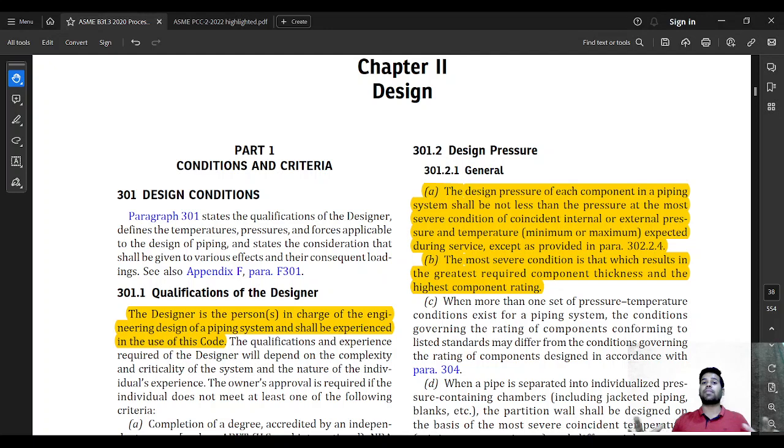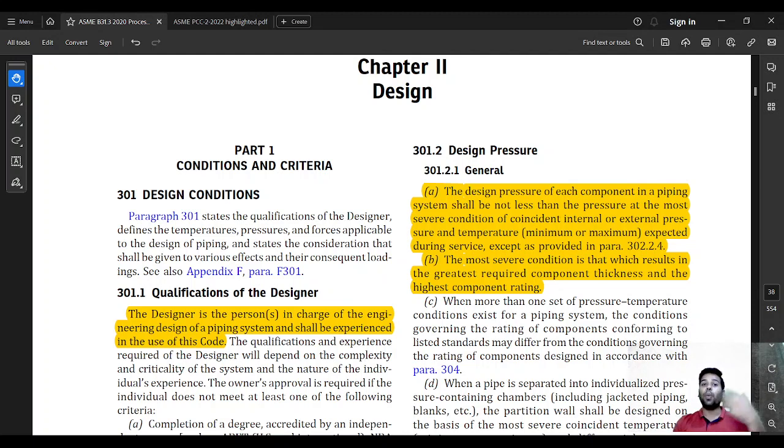This design pressure criteria is generally going to be the initial design pressure because of which you are making the piping system. So let's imagine the maximum pressure on the piping system that we are going to make is 500 psi. In that case, we'll be designing the piping system taking this 500 psi pressure as the requirement, and this 500 psi is now going to be the design pressure because for this pressure we are doing the design. Okay, the most severe condition is that which results in greatest required component thickness and highest component rating.